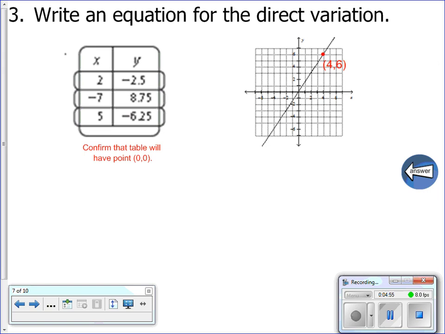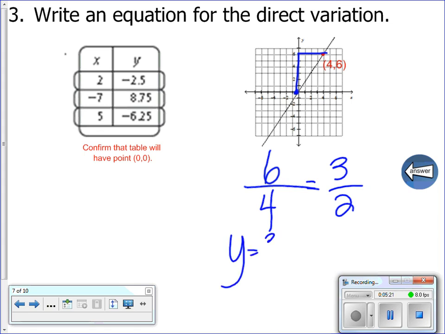All right, let's look at the graph. So if I'm going to write an equation, I need the slope. So I can choose these 2 points of 0, 0, and 4, 6. Or I can just say, how much am I going up? That's the numerator. And how much am I going right? That's the denominator. So I simplify this to 3/2. So my equation is y equals 3/2 x. It's direct variation because it's going through 0, 0.